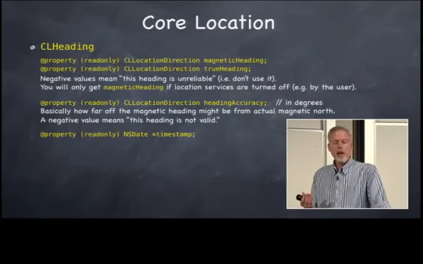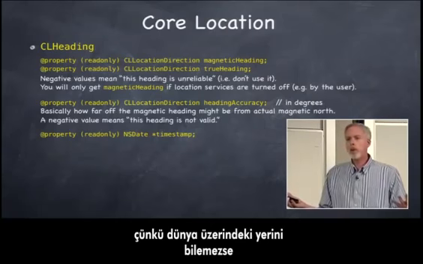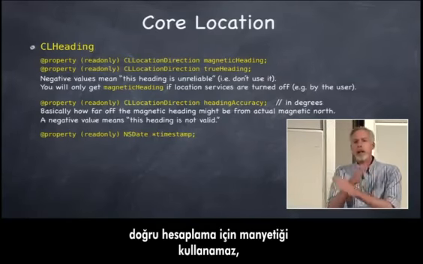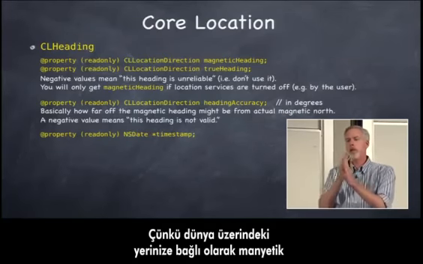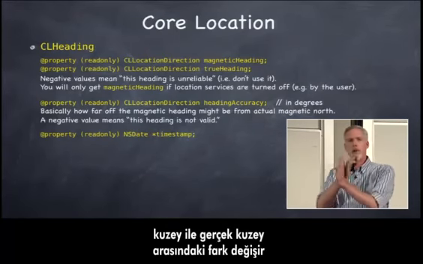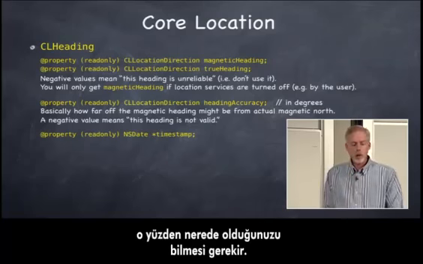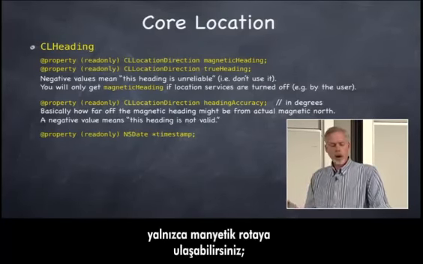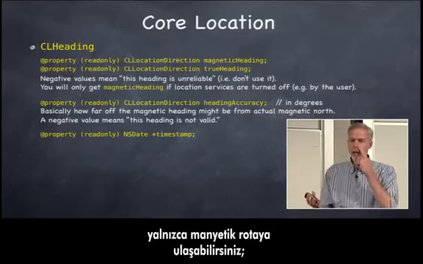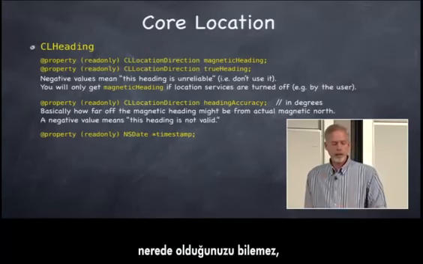Because if it doesn't know where you are in the world, then it can't do the magnetic to true calculation, right? Because depending on where you are in the world, the difference between magnetic north and true north changes. So it needs to know where you are. So if location services are turned off, then you can only get the magnetic heading, because it can't calculate the true heading when it doesn't know where you are.